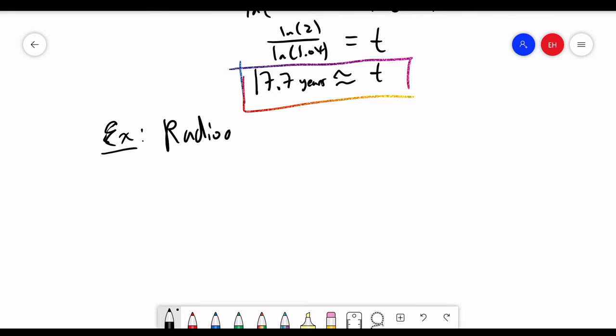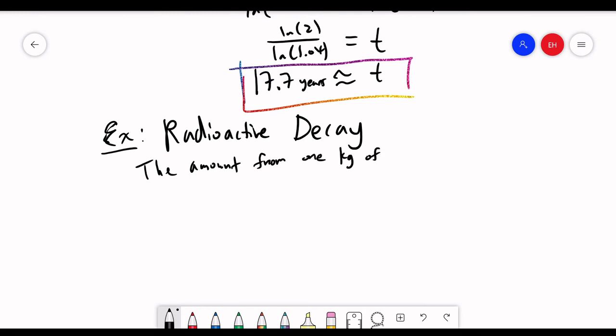Investing in money and it growing at a certain percent per year is exponential growth. But we also have exponential decay, and the example of that is something called radioactive decay. So the amount from 1 kilogram of plutonium, which the radioactive isotope would be Pu-239.